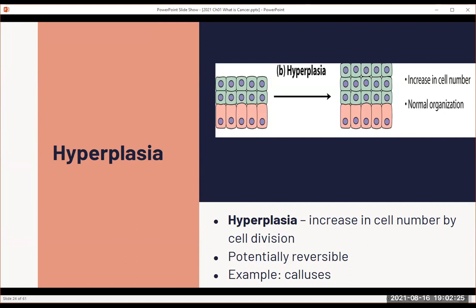So one example of that would be calluses, right? So that's a stimulus, the pressures that are being put on the foot or the hand or wherever it is. And then the skin will kind of increase the cell number in that area and offer the body some protection.